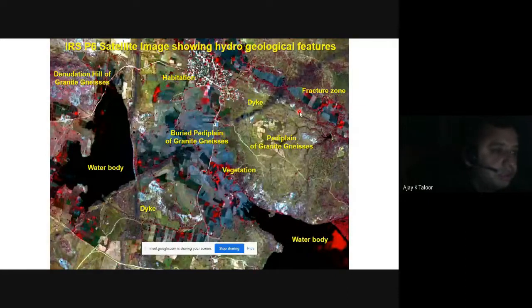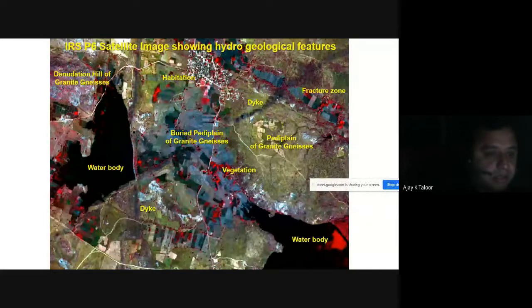This is also IRS P6 satellite imagery showing the different hydrological features. These are the water bodies, because absorption is very high, so there is no reflection in the water body areas. Different geomorphological features like denudation hills and granite, habitation areas, you can say the areas where the population is, then the buried pediplains of granite. These are the fractured zones, and that's why the availability of water is there. Then dikes and pediplains of granite and gneiss. All these things we are able to determine from the remote sensing data.